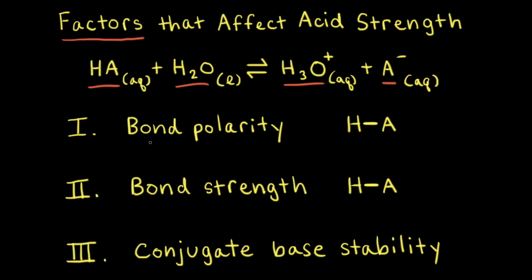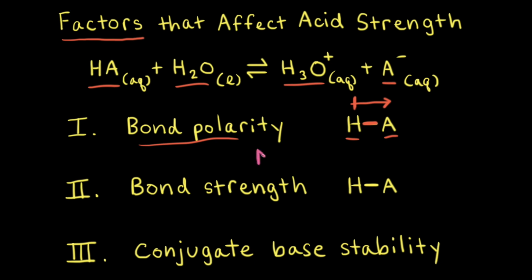First, let's consider the polarity of the bond between H and A. If A is more electronegative than H, A withdraws electron density. So we could draw an arrow pointing toward the A, right, as the electrons in the bond between them are pulled closer to the A.